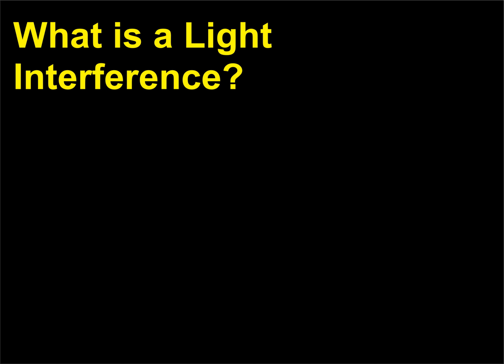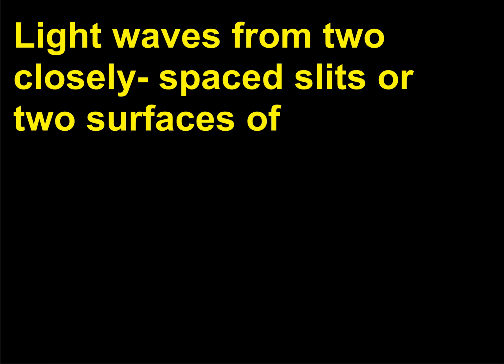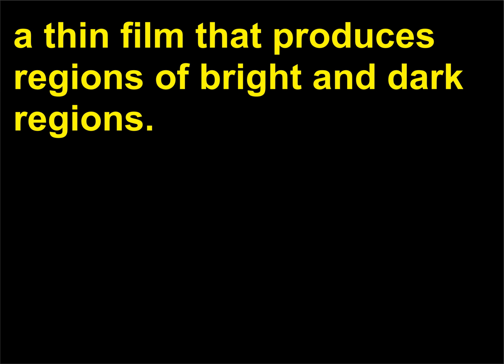What is light interference? Light waves from two closely spaced slits or two surfaces of a thin film that produce regions of bright and dark regions.